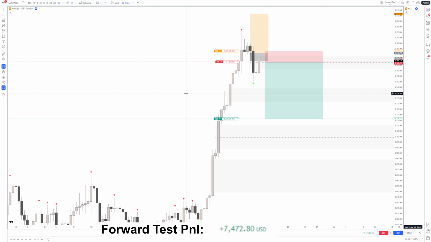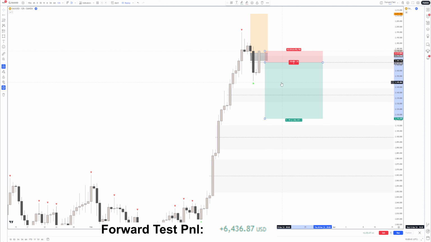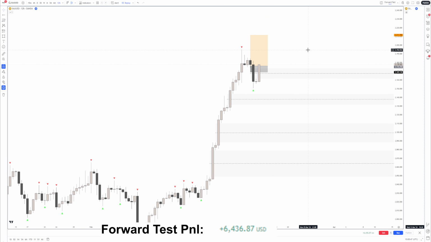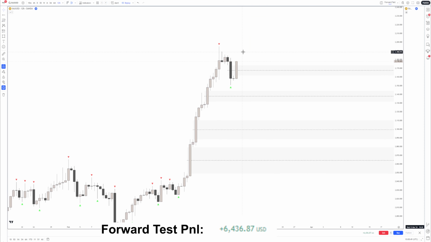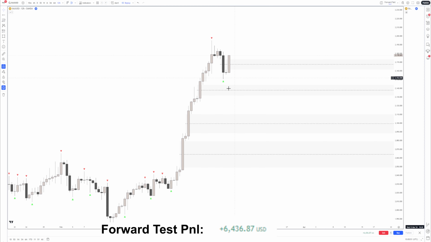We've got the reaction we wanted, instantly in profit, but then we draw down. We got stopped out, another 0.5%. Not a problem. Let's get rid of that. And let's get rid of that. Those things didn't work out. Not a problem. We wait for the next fair value gap.